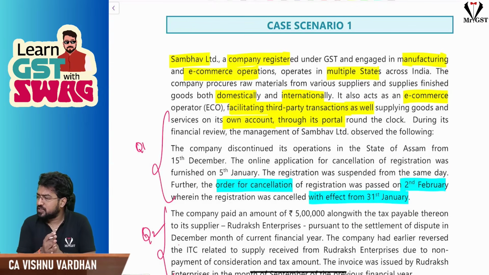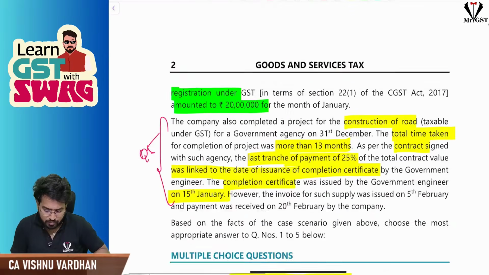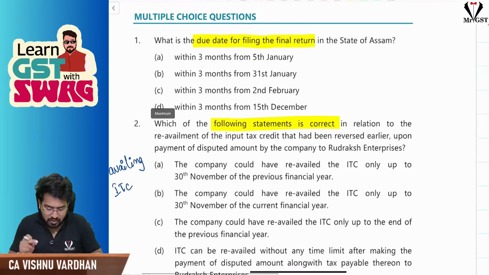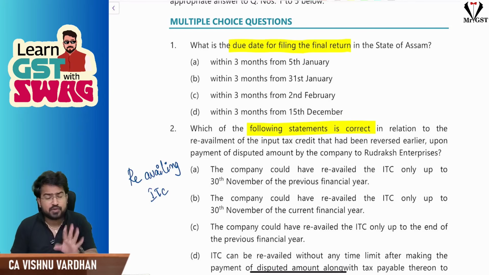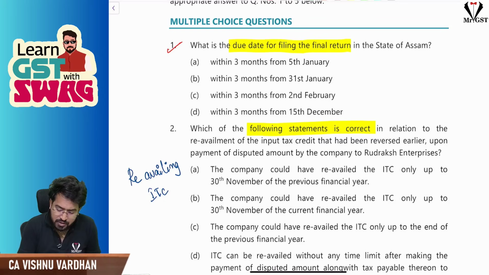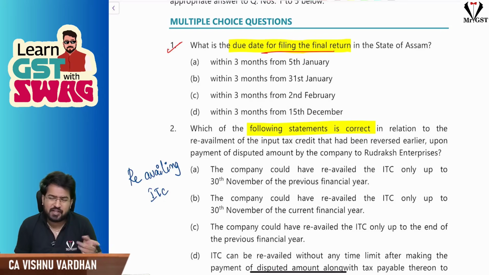So coming to the first case scenario, I have already made the analysis of all that, to make it easy for you and to cover it in quick time. First, let us go through the questions. That is always the first strategy: first go through the questions, then go with the case study. Now, in the first question, they have asked, what is the due date for filing the final return? You know the due date is within 3 months from the date of cancellation or effective date of cancellation, whichever is later, that we have to check.